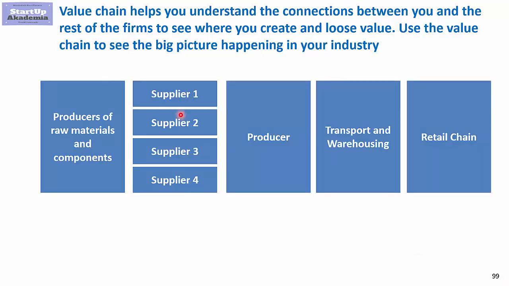So here we have an example of a value chain where we have producers, some suppliers, then we have a producer of the finished good, transport and warehousing companies, and then some retail chains or other sales channels that are used by the producer to get the products to the end users. We can use value chains described like here to map a lot of things.